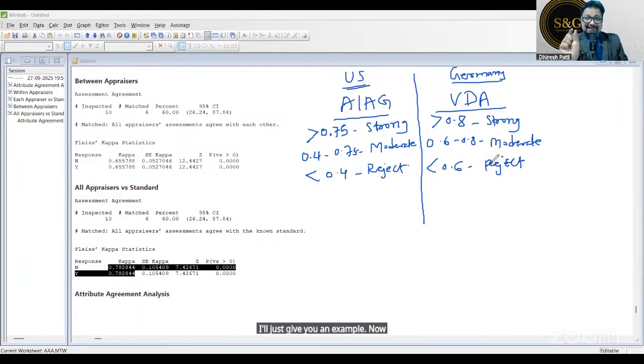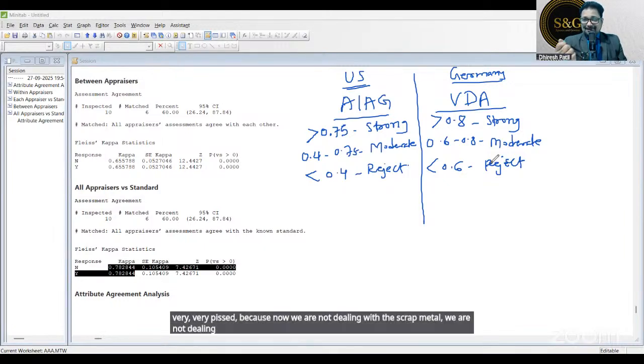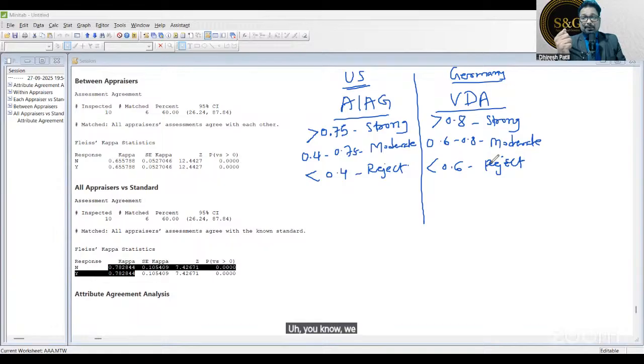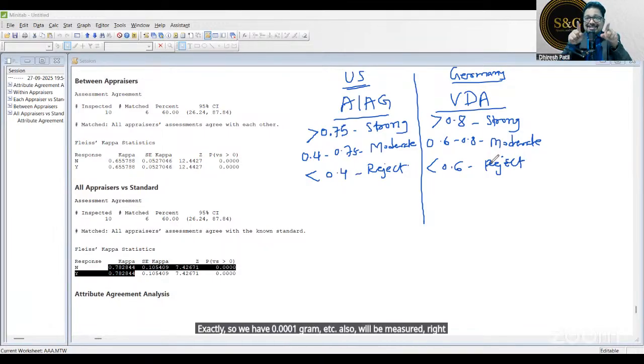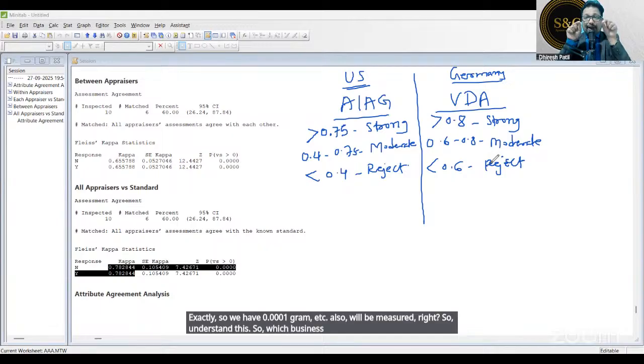Now understand this. If you go to a goldsmith, to a jewelry shop, what is the precision and accuracy? Very, very precise, because now we are not dealing with scrap metal. We are dealing with a very precious metal, and nowadays its value has skyrocketed. So 0.0001 gram, etc. also will be measured, right? So which business are you in?